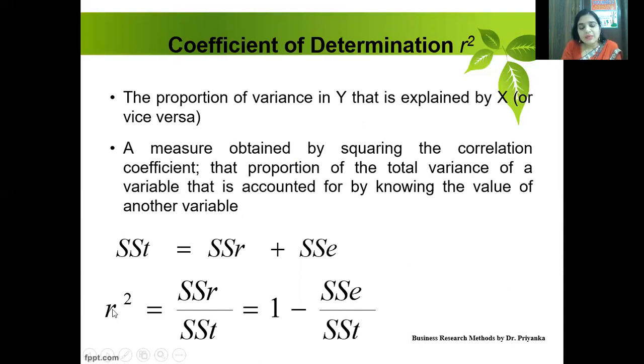Or r square can be calculated as the sum of squares for regression divided by the sum of squares total. Or it might be 1 minus SSE, that means the sum of squares for the error term, divided by the sum of squares of total value.